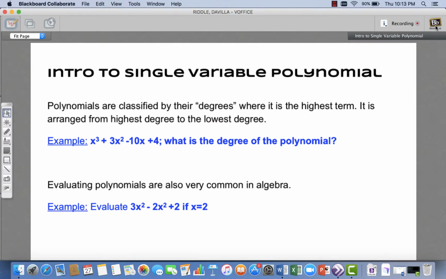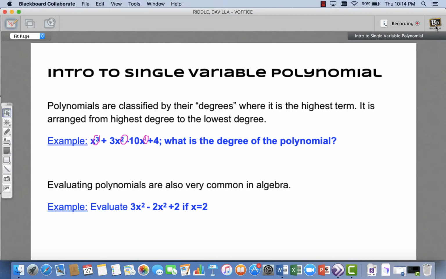going to talk about single variable polynomials. So first, let's go over the definition of what a polynomial is. Polynomials are classified by their degrees, where it is the highest term. So it is arranged from the highest degree to the lowest degree. So basically what this is saying in more basic terms is that the exponents are arranged from biggest to smallest. So you can see here the 3, and there's the 2, and then there's an invisible 1 right here.